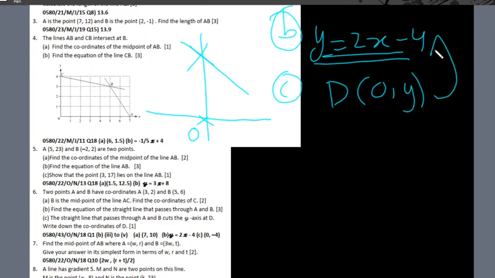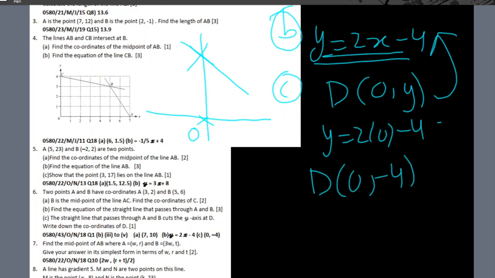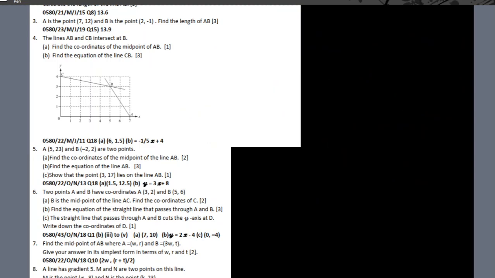Let's substitute these values here. So y equals 2 times 0 minus 4. So D becomes (0, minus 4) because c is equal to minus 4. So these are the coordinates for D. Question number 7. Find the midpoint of AB where A is (w, r) and B is (3w, t).